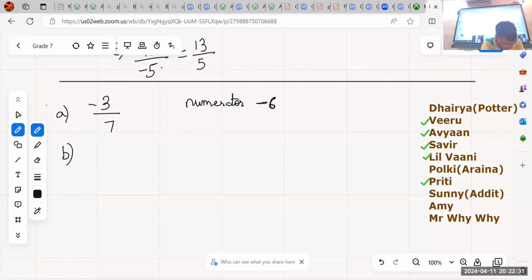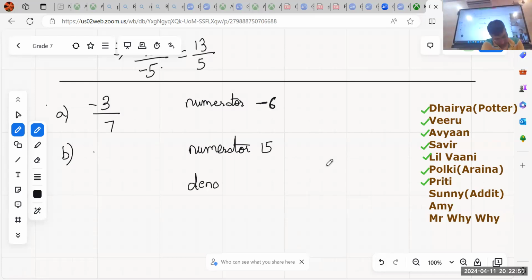So those who have done the A part can do the B part also. I want the numerator 15. Same question, numerator 15 and denominator -49. So this is the B and the C part. For the A part, we'll multiply by 2 by 2 to get -6 upon 14.